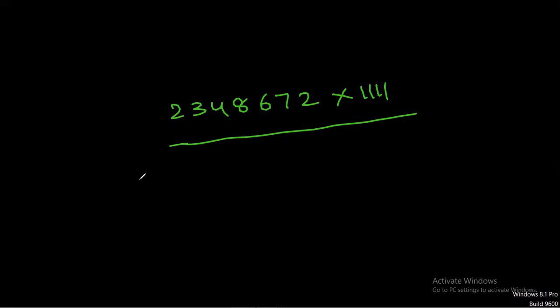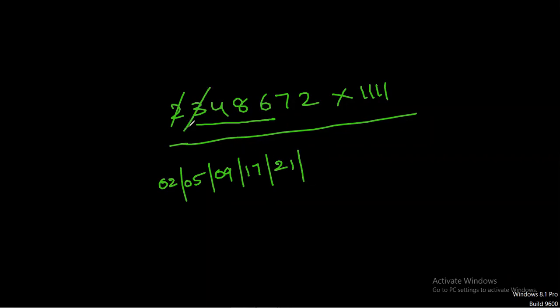Tell me what is the first digit? 2. First 2 digits, 5. First 3 digits, 9. First 4 digits, 17. Have you reached the first 4 digits now? Yeah. Now we have to start the game of cancelling, right? Cancel it and next 4 digits now: 21. Am I right? Cancel next one.